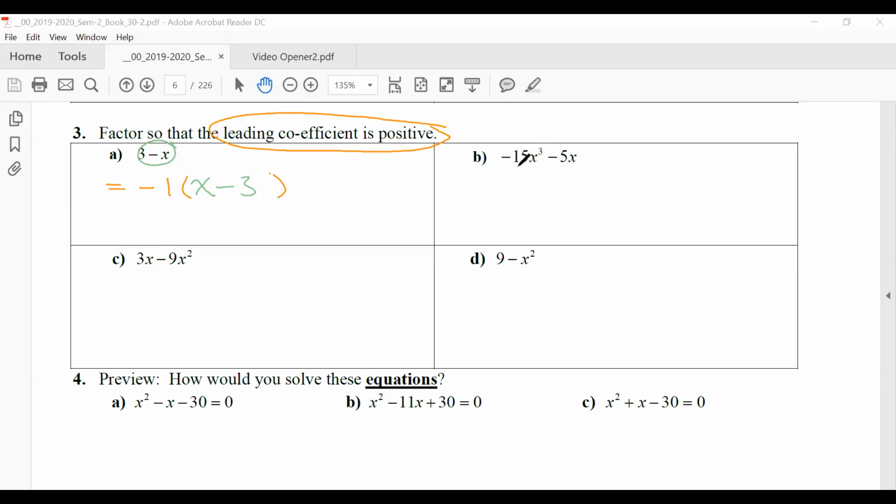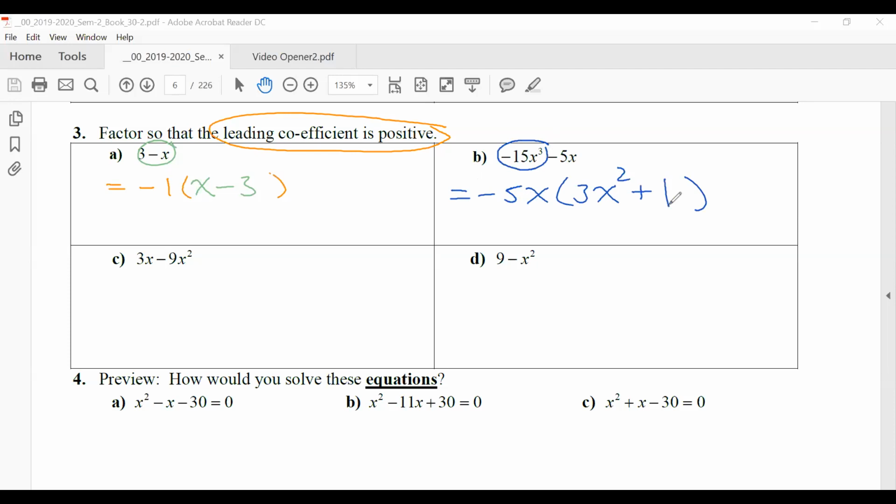Now, this one here, my highest exponent I see is 3, so I'm happy, that's my degree. But it's negative 15, so I want to make it positive. So I'm going to factor out a negative 5x, and negative 15 divided by negative 5 is 3, x cubed divided by x is x squared, negative 5x divided by negative 5x is plus 1.